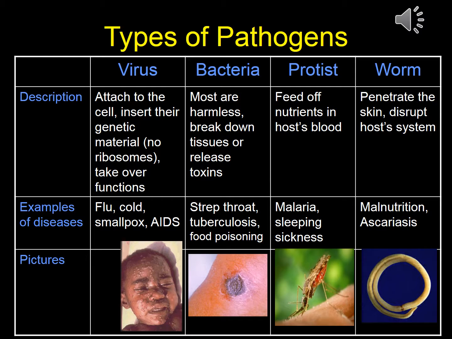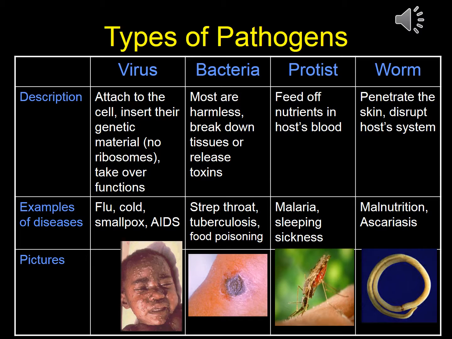Protists. Protists feed on nutrients in host blood. So basically, protists are single-celled animals. They're actually little microscopic animals that can get into your circulatory system, and they basically start sucking you dry, getting all of the nutrients that should be going around your body. So they basically feed off of you. These little tiny one-celled animals.